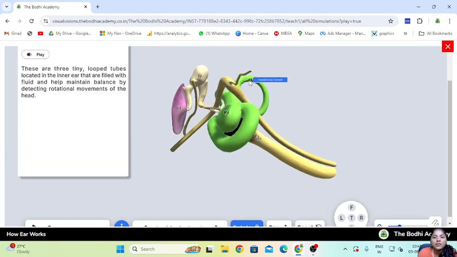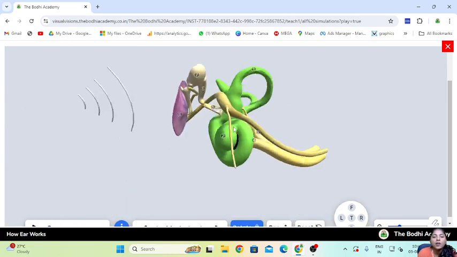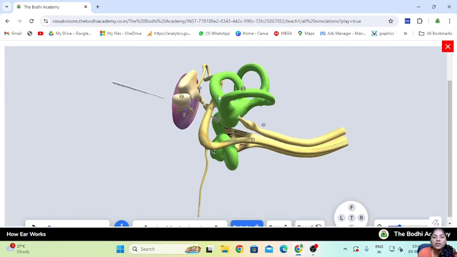Then there are these semicircular loops, these semicircular canals. Now these are the tiny looped tubes located in the inner ear that are filled with fluid and help maintain balance by detecting rotational movements of the head. So this part is responsible for maintaining the balance of the body, these three tiny semicircular loops.